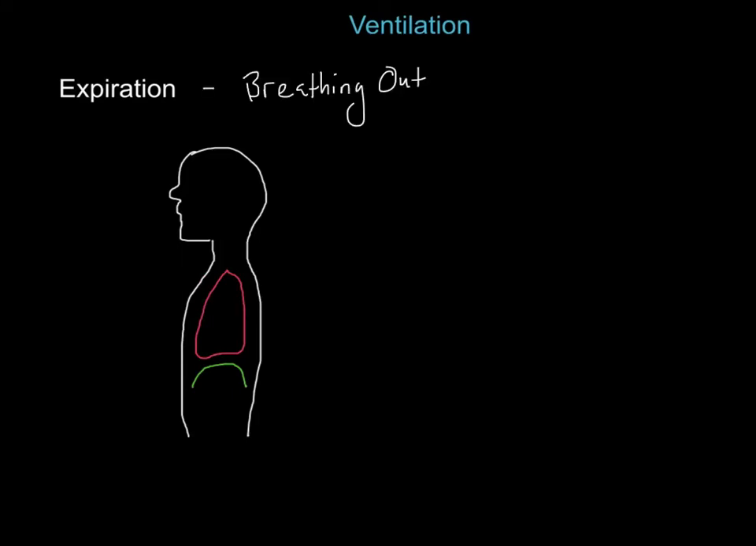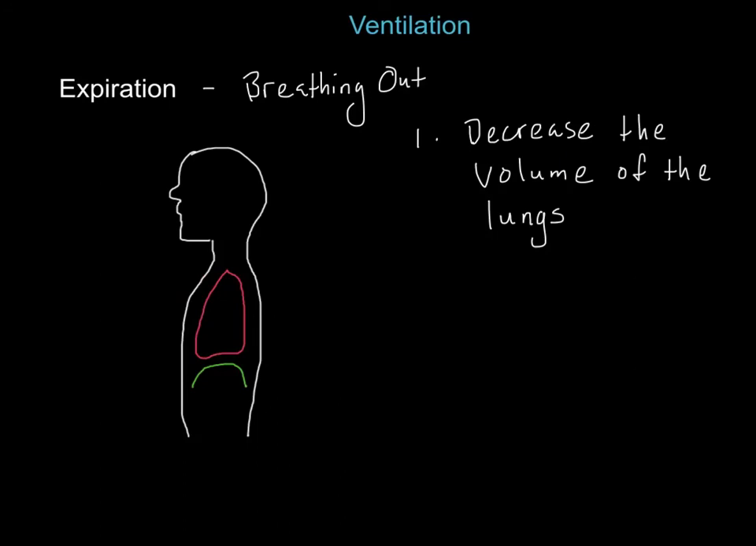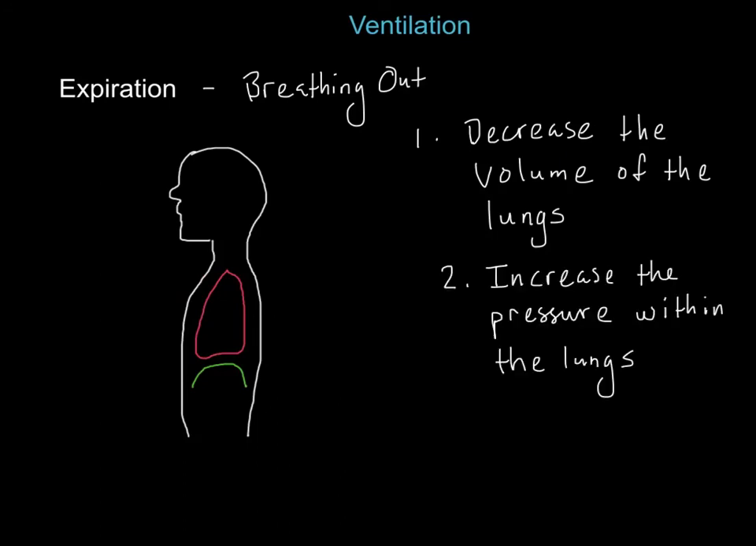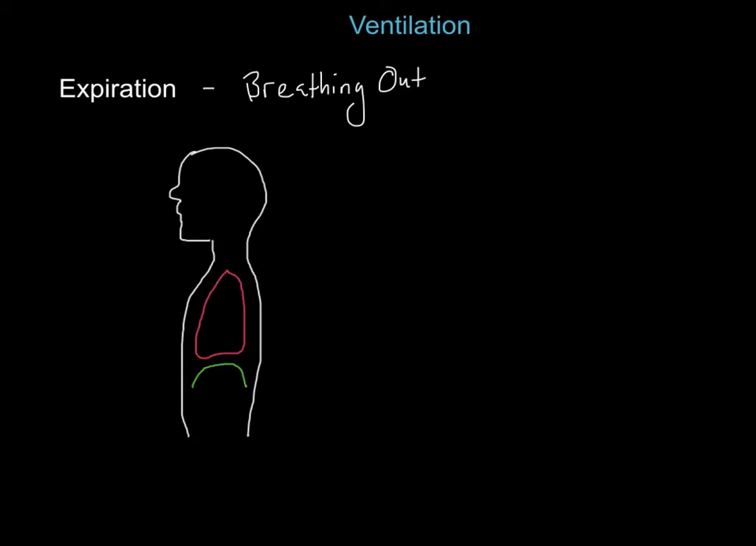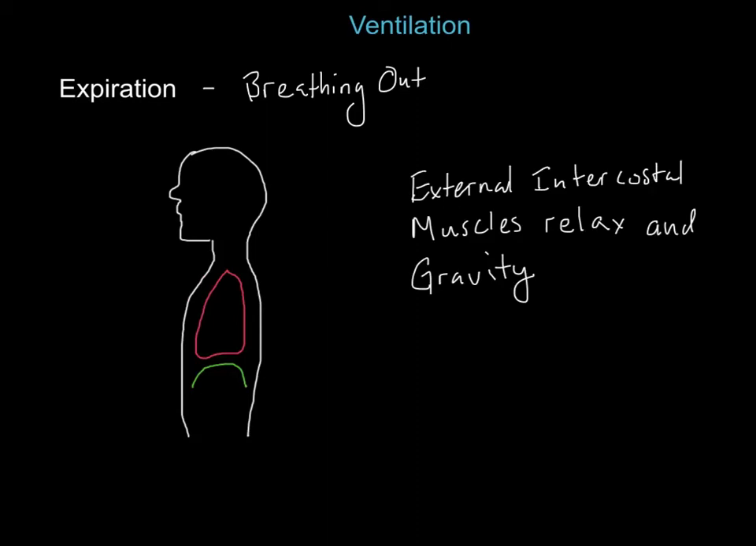Expiration is the process of breathing out. In order to breathe out, you must decrease the volume of the lungs, which increases the pressure within the lungs above 760 millimeters of mercury. In order to decrease the volume of the lungs, the external intercostal muscles relax and gravity pulls the rib cage down and in. Also, the diaphragm relaxes, allowing the lungs to return back to their original shape.